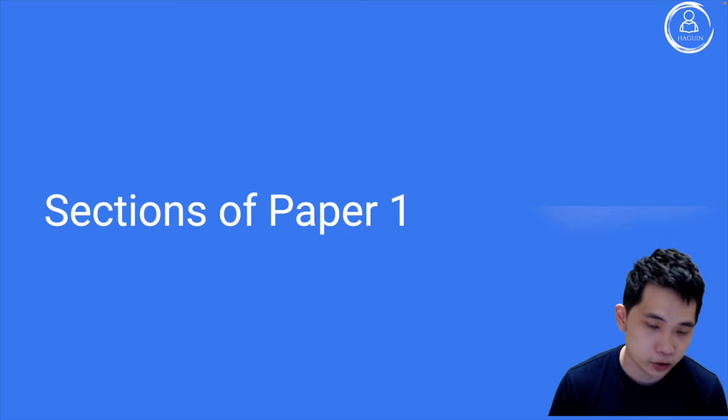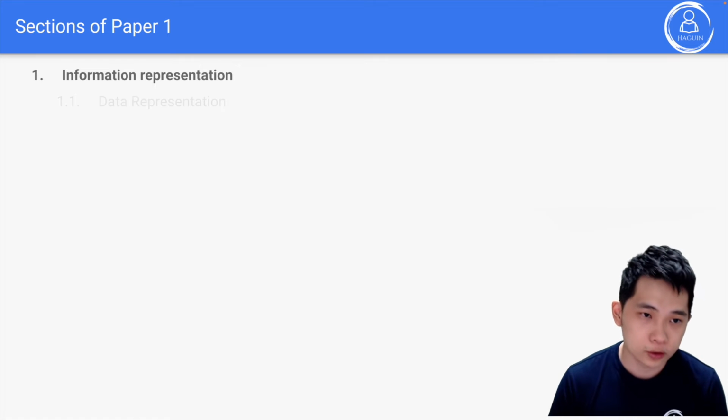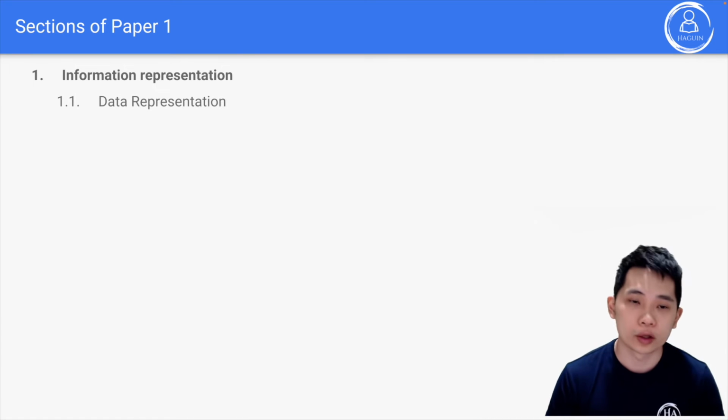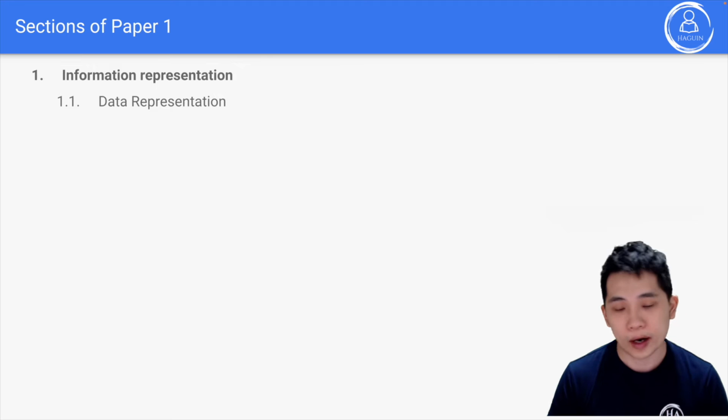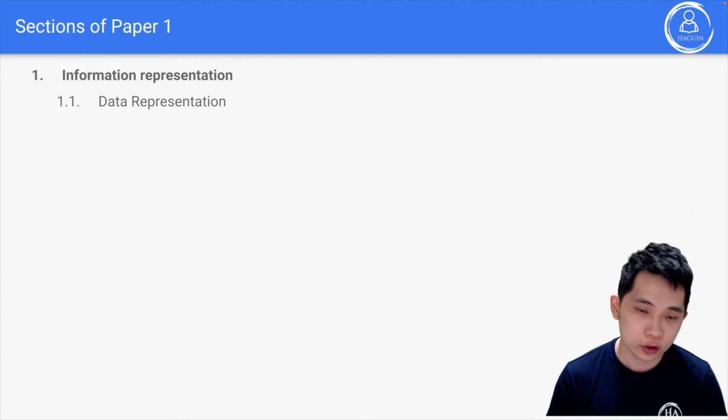So let's go into the sections of paper 1. For paper 1, we'll start from information representation. First of all, we'll learn about data representation. We'll be learning about different number systems such as binary, denary, and hexadecimal, and how to do binary addition and subtraction.